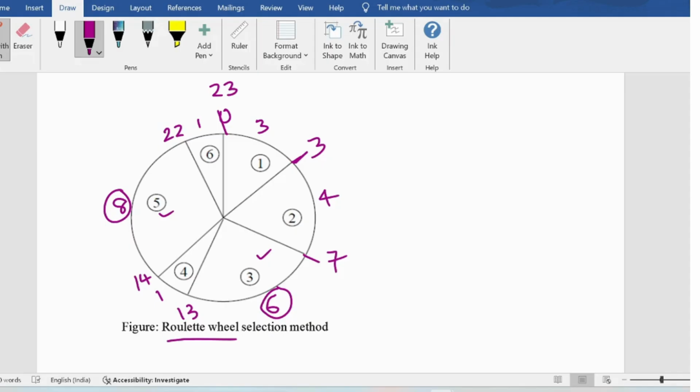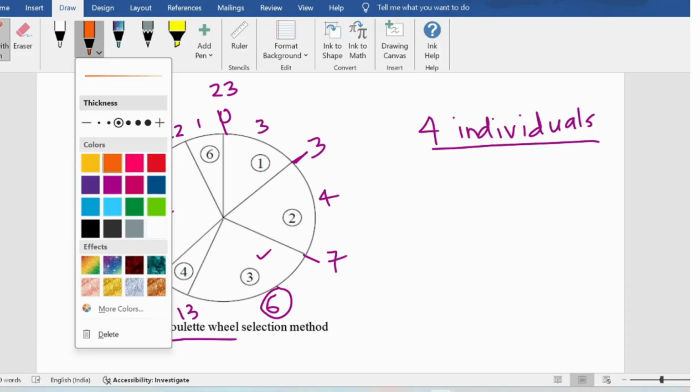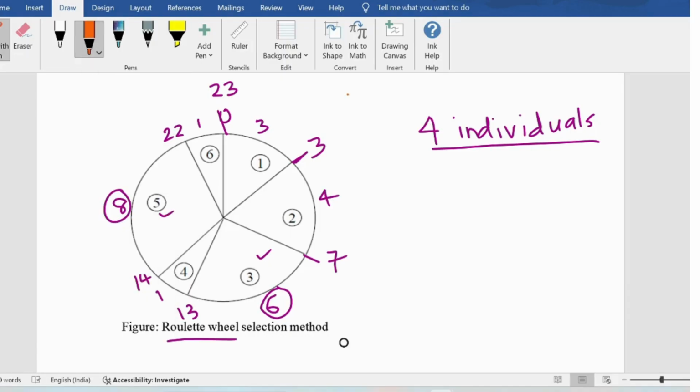Instead, from this set of population, in the first method, as a first step I am going to choose 4 best individuals. And how will I do that? First I am going to randomly generate 4 values. How will I do it? Randomly generating 4 values.